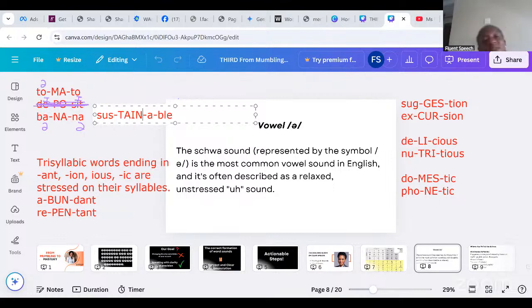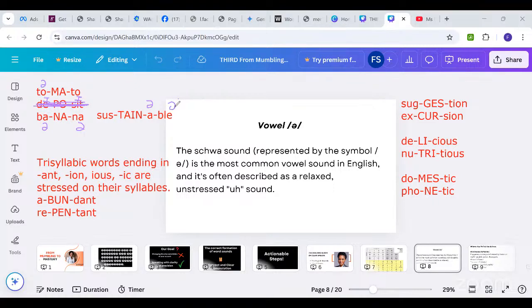So we are stressing tain. It means that we are not stressing the other part. If I want to pronounce it, I'll go sustainable. So the tain is the part that I will say louder, longer, and clearer. The other part, I will not say it loud, I will not say it long, I will not say it clear. So the letter A in that word and the letter E, they become schwas.